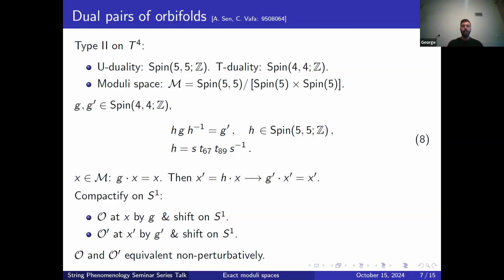Then, to construct these dual pairs, we further compactify on a circle, and we can orbifold at the point x by the action of g, and combine also with a shift on the circle. We can orbifold at x prime by the action of g prime, and again combine with a shift on the circle. Then the orbifolds that I denote here by O and O prime are equivalent non-perturbatively, since the conjugation is inside the non-perturbative U-duality group. I will come back also with the exact dictionary between these orbifolds.